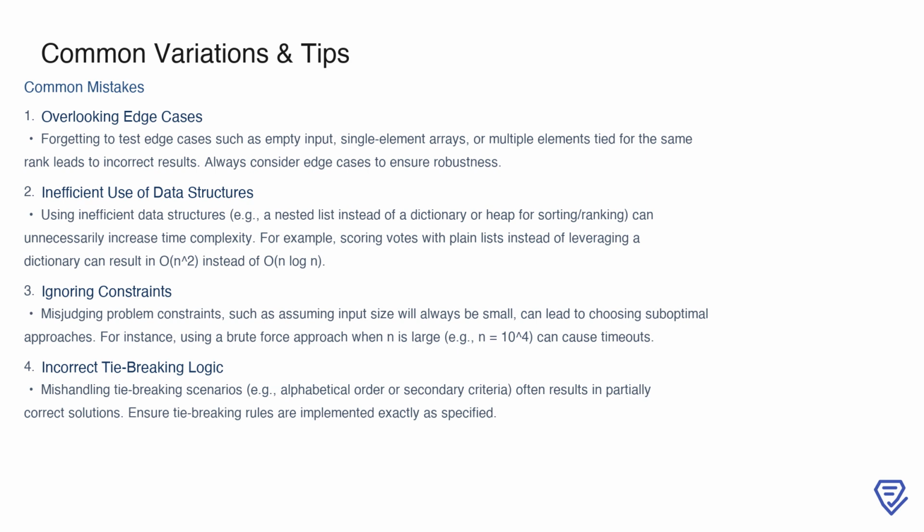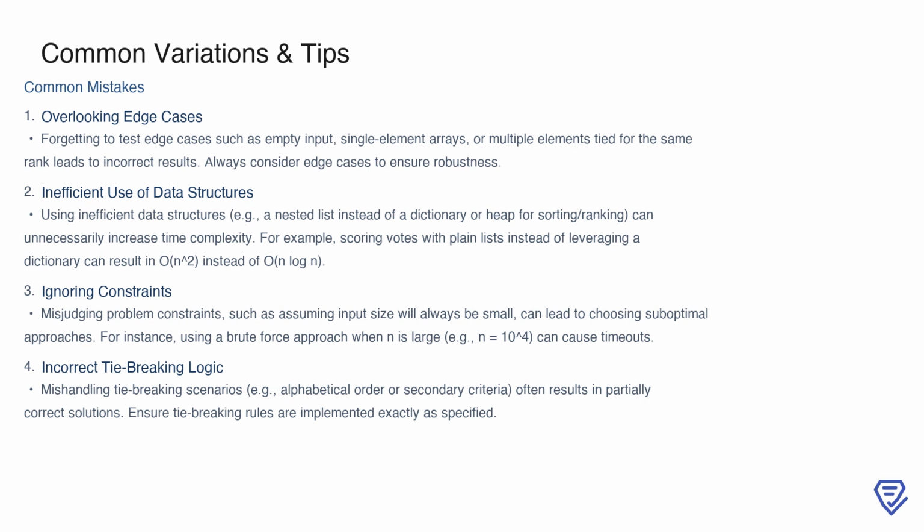Another issue is the inefficient use of data structures. For instance, using a nested list instead of more appropriate options like a dictionary or a heap can significantly increase the time complexity. A common example is scoring votes with plain lists, which might lead to O(n squared) performance instead of the more efficient O(n log n) when using a dictionary. Additionally, some people ignore problem constraints, such as assuming the input size will always be small. This can result in choosing suboptimal approaches, like brute force methods, which can cause timeouts when n is large.